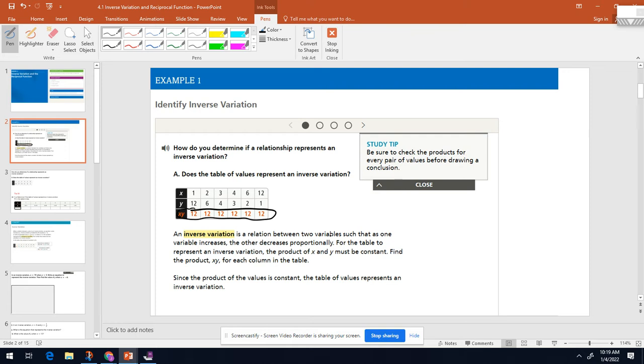It's a relationship between two variables such that as one variable increases, the other decreases proportionally. Proportionally is the key word there. We're going to be dealing with a fraction here. Okay, so next example is just, hey, is this inverse variation?